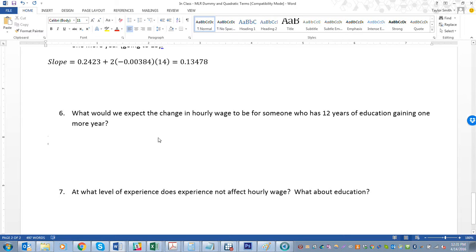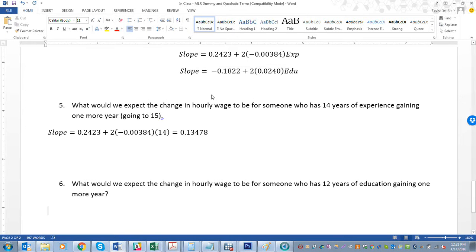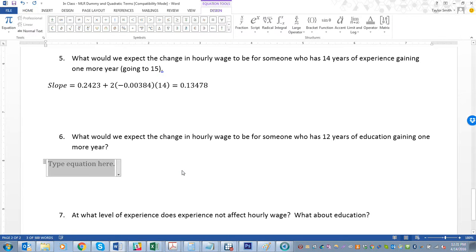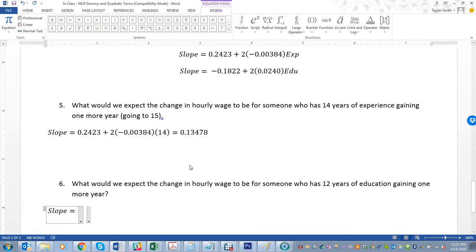For number 6, how would we expect the hourly wage to change when someone's gaining 1 year of education, going from 12 to 13? So now we're going to plug into our education formula here. Let's do that. So the slope is equal to negative 0.1822 plus 2 times 0.024 times, in this case, 12. And that's going to equal, let's use our calculator to do that.